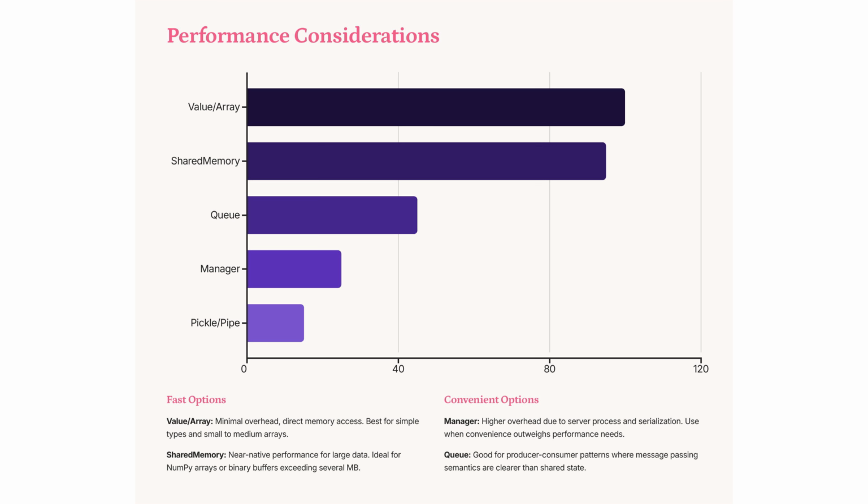Performance in parallel processing hinges on choosing the right data sharing method. Value array offers minimal overhead for simple types. Shared memory excels with large data like NumPy arrays. Manager provides convenience with higher overhead, while queue suits producer-consumer patterns. Each option balances speed and ease of use, crucial for efficient parallel execution.